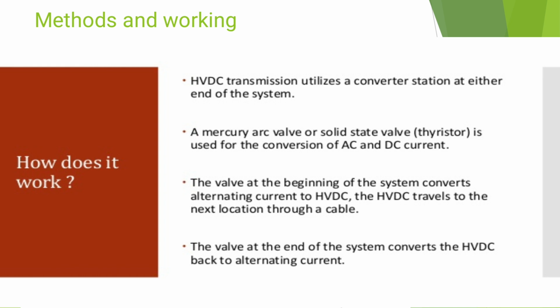Here HVDC transmission system uses converter stations. That means here we are using two converters. One is placed at the sending end, another one is placed at the receiving end. And here we are using thyristors or mercury arc valves for conversion of AC to DC. At the beginning, the system converts AC to DC, and at the receiving end, the HVDC system converts the voltages into HVAC with the help of the inverter station at the receiving side.